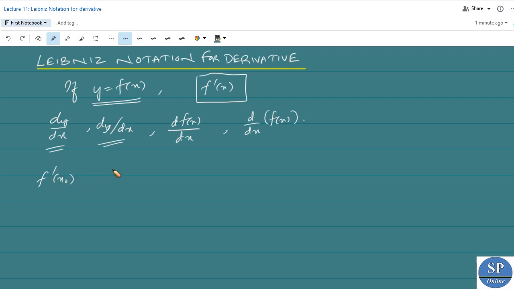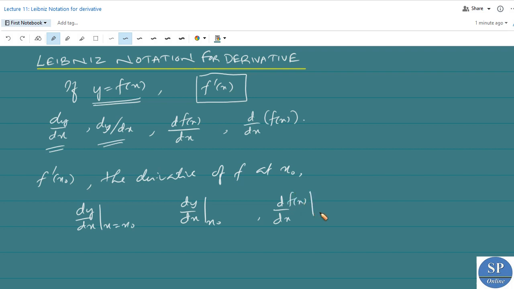For the function y equals f of x, the value of f dash of x naught, that means the derivative of f at the point x naught, can be written in the Leibniz notation as dy by dx at x equals x naught, or d by dx of f of x at x naught, etc. That is, the derivative of f at the point x naught can be written as dy by dx at the point x naught. So this is the Leibniz notation for the derivative.